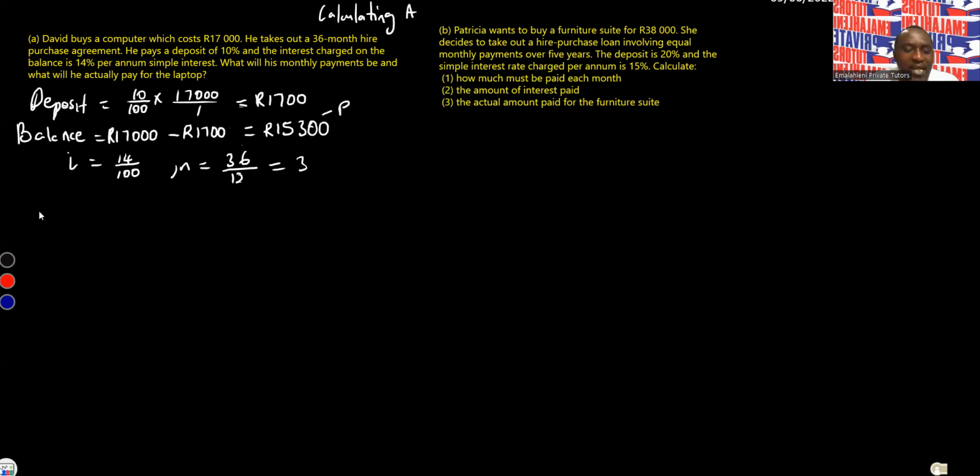Now, how would we get that? We must first calculate the accumulated amount, because remember, you're going to pay back this amount on a monthly basis. So we must know how much it will be in total. That's what we need to get first. So our principal amount is 15,300. Then we have our interest, which is 14 over 100 times 3.